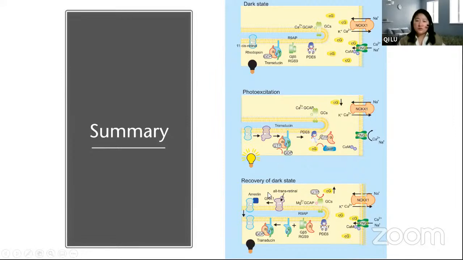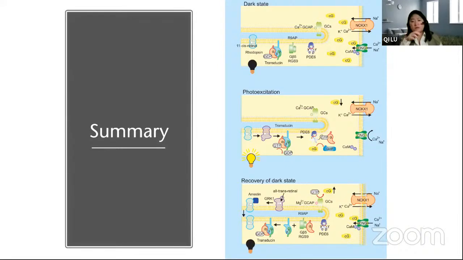Then how to recover back to the dark state? The calcium decrease will cause the magnesium binding to GCAP, and this will cause the GC to produce more cyclic GMP, and the cyclic GMP concentration is increasing. And the beta subunit and RGS protein will activate the GTPase function of the alpha subunit.